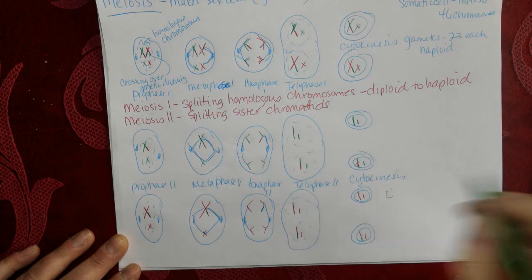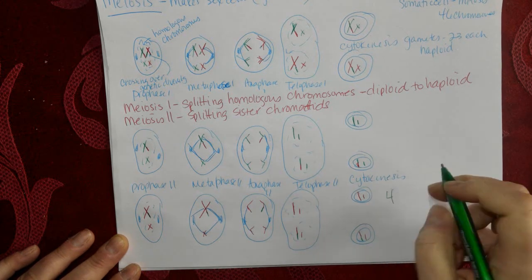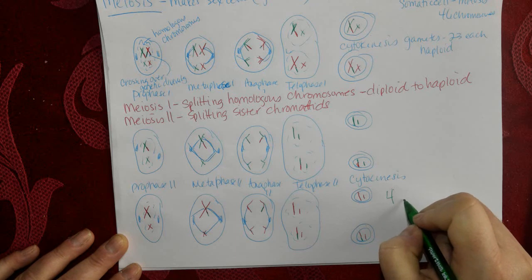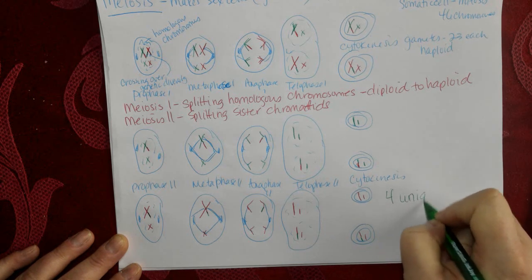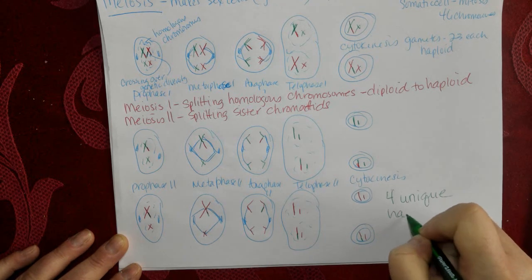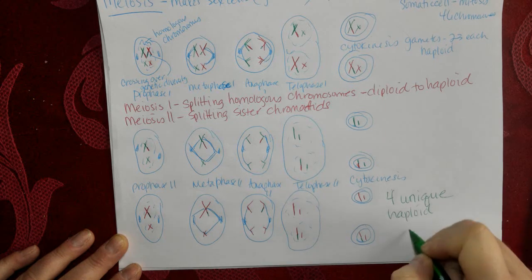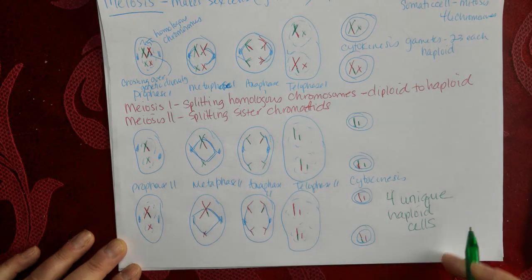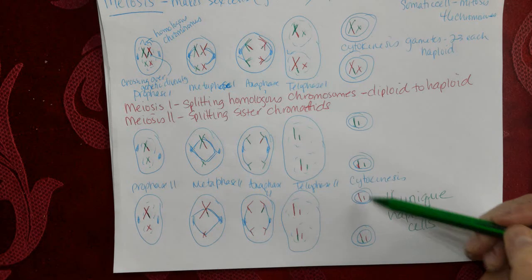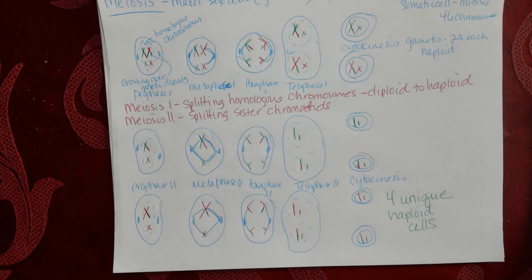4 unique haploid cells. So these 4 cells become your 1 genetically diverse egg and sperm.